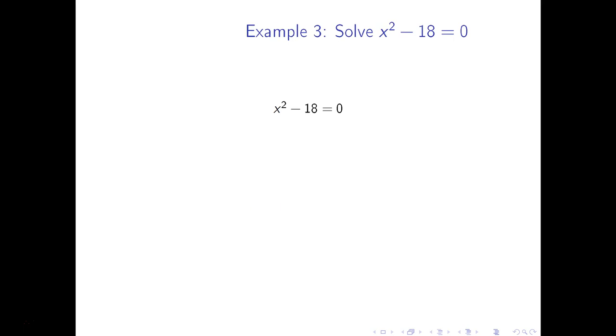Well, what about this? x squared minus 18 equals 0. How could you use the square root property to solve this?